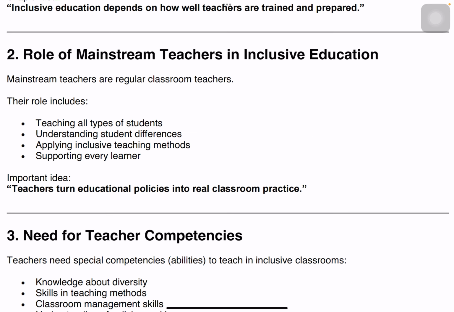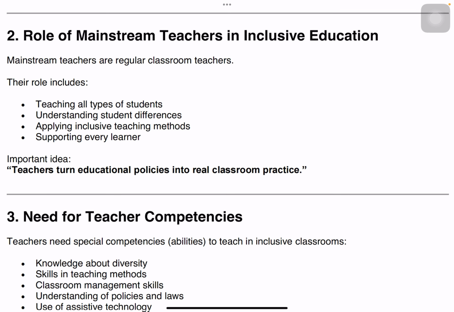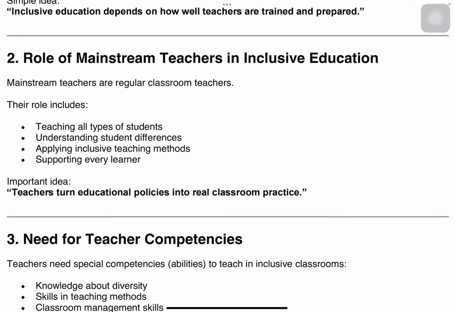Role of mainstream teachers in inclusive education. Mainstream teachers are regular classroom teachers. Their role includes teaching all types of students, understanding students' differences, applying inclusive teaching methods, supporting every learner. Important idea: teachers turn educational policies into real classroom practices.